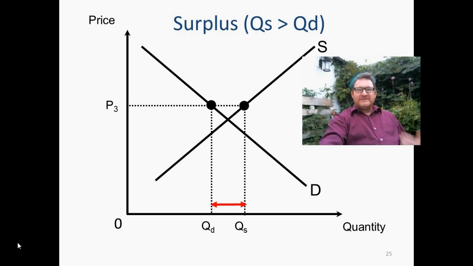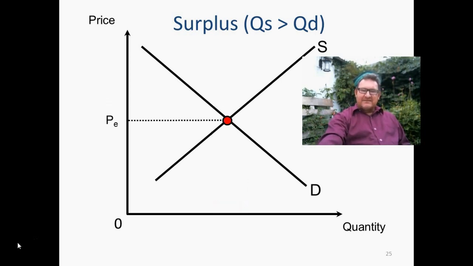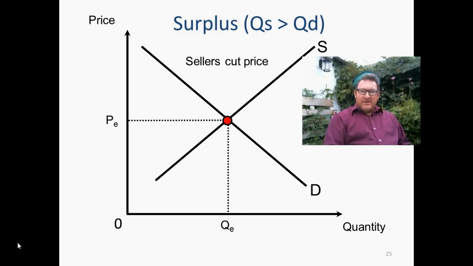But still, there's an oversupply, there's a surplus. Because there's that surplus, the sellers cut their prices to try and get rid of their surplus stock. They cut their prices again until they get to this point here. Sellers have cut their prices to the point where now the quantity demanded, as given by the demand curve, is precisely the same amount as the quantity supplied, as given by the supply curve. Now there is no surplus, there's no oversupply anymore.